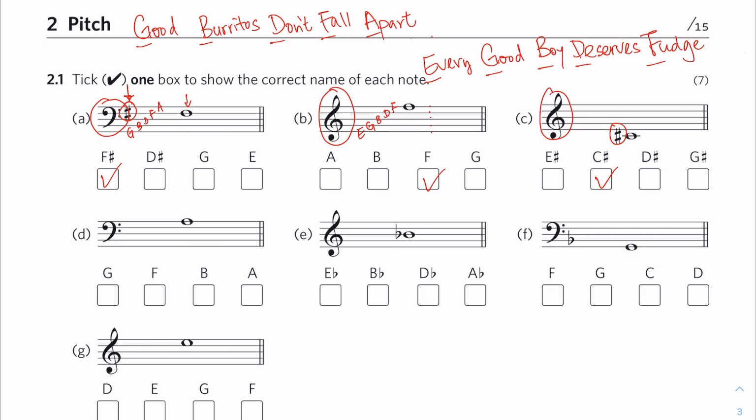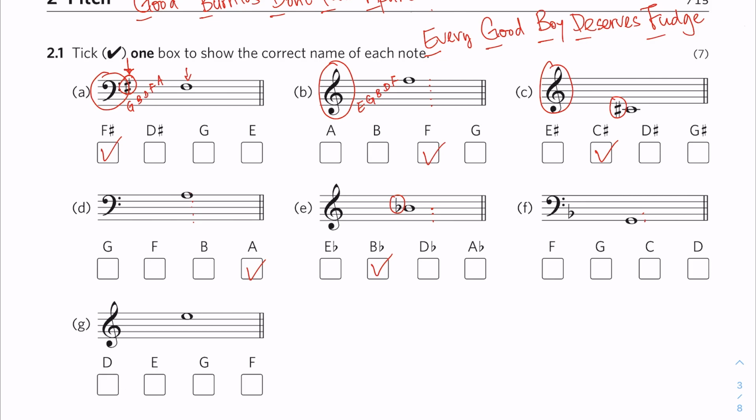Question D, bass clef. Good Burritos Don't Fall Apart. That would be A. Question E, treble clef, third line, Every Good Boy. It's B, it has a flat, so the answer is B flat. Question F, bass clef, first line, good. So the answer is G. Check the key signature. It does not apply to G, so the answer is G.